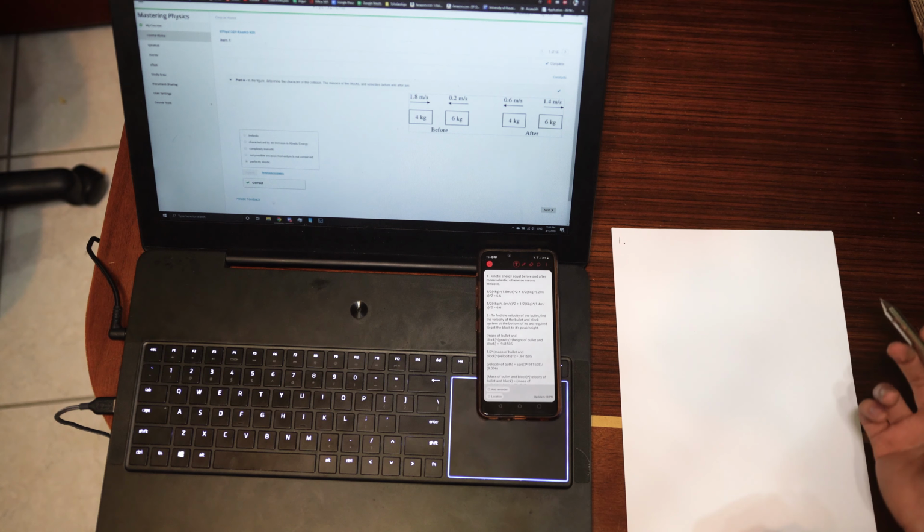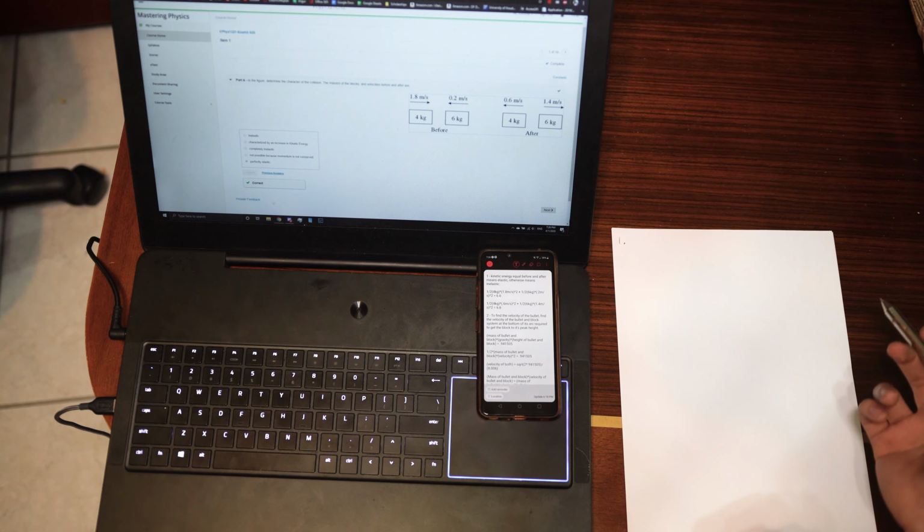So, for example, in this problem, we have a 4 kilogram weight and a 6 kilogram weight. Before the collision, one of them is traveling at 1.8 meters a second, another is traveling at 0.2 meters a second. So if we want to calculate the momentum in total before the collision, it's pretty simple. Momentum is basically going to be 1/2 your mass times your velocity squared. So if you do that for both of the weights and combine them together, what you're going to get for the momentum before the collision is going to be 6.6.